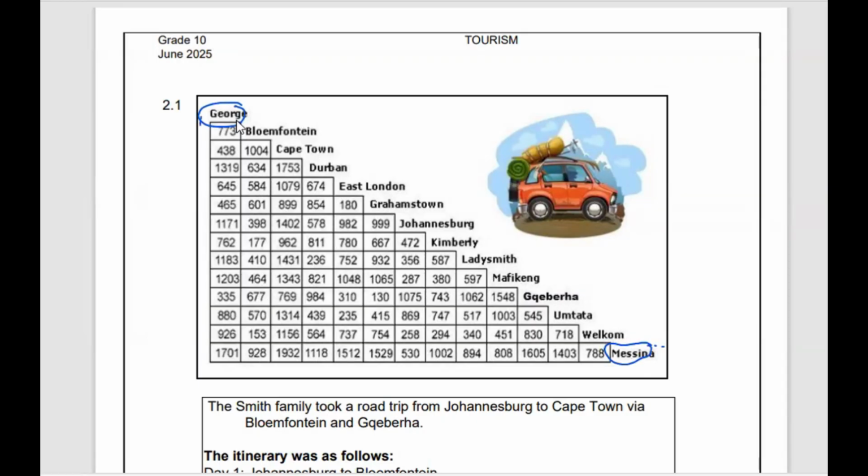Then we come down with our line like this, then up to the part which is written Messina. Then we also go to Messina, and we draw a line which takes us straight to George. Then in the end, you find that the distance between George and Messina is 1,701 kilometers. So that is how you use a distance table.